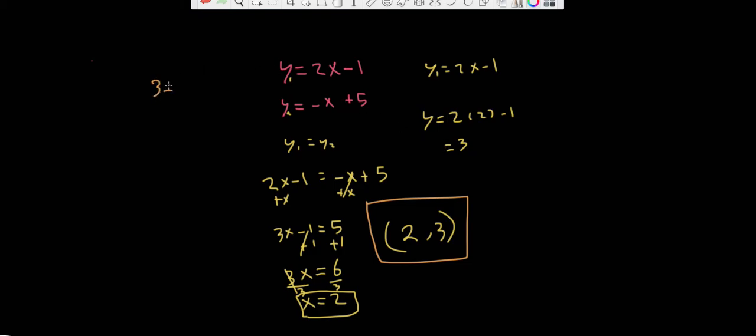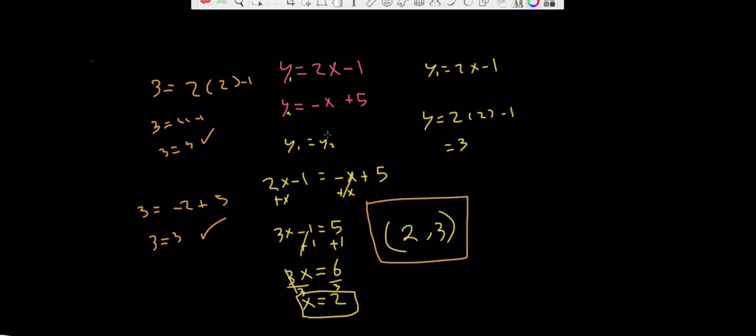So 3 has to equal 2 times 2 minus 1, because 2 is x and y is 3. So 3 is equal to 4 minus 1, 3 is equal to 3. Boom, we checked our work. Let's do it for the second one. Once again, we know 3 has to equal negative 2 plus 5. I'm just plugging in x and y for the x and y values. So 3 is equal to negative 2 plus 5. 5 minus 2 is 3, so 3 equals 3. Boom. So that works as well.